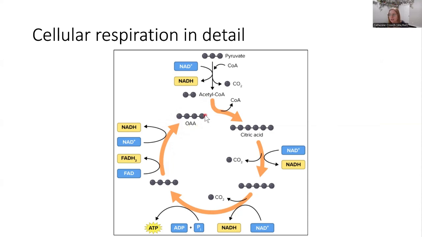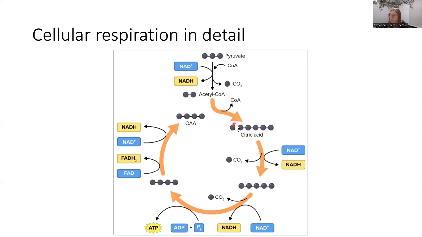Here's oxaloacetate. Oxaloacetate is a 4-carbon molecule. It's going to bind to the 2 carbons left from glucose in acetyl-CoA. As it does, it breaks off coenzyme A, and coenzyme A can be reused in pyruvate oxidation. So it just goes back over to pyruvate to help out in the process. That 6-carbon intermediary molecule is called citric acid, which is why this was originally called the citric acid cycle.